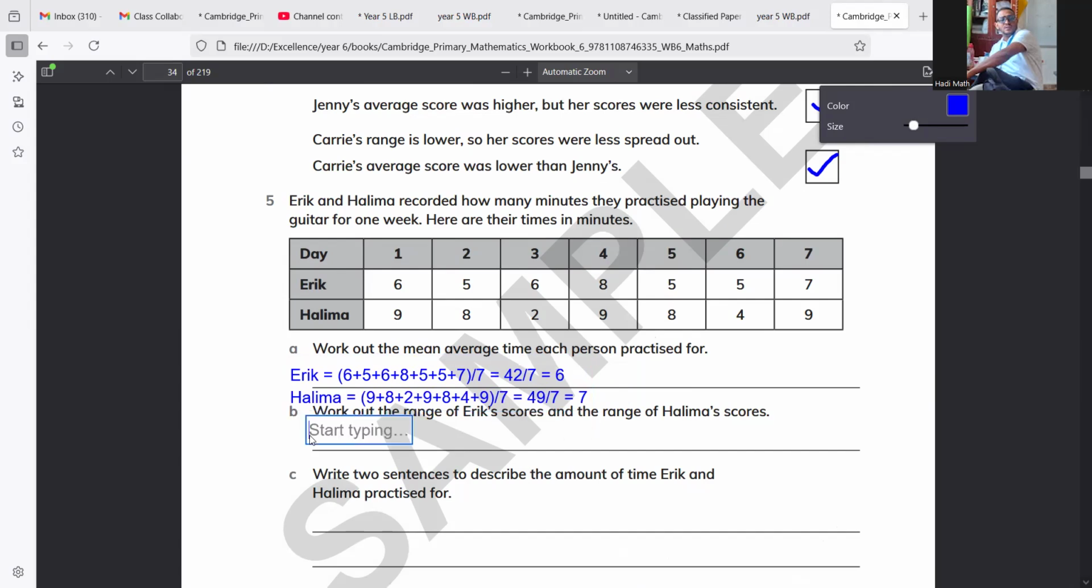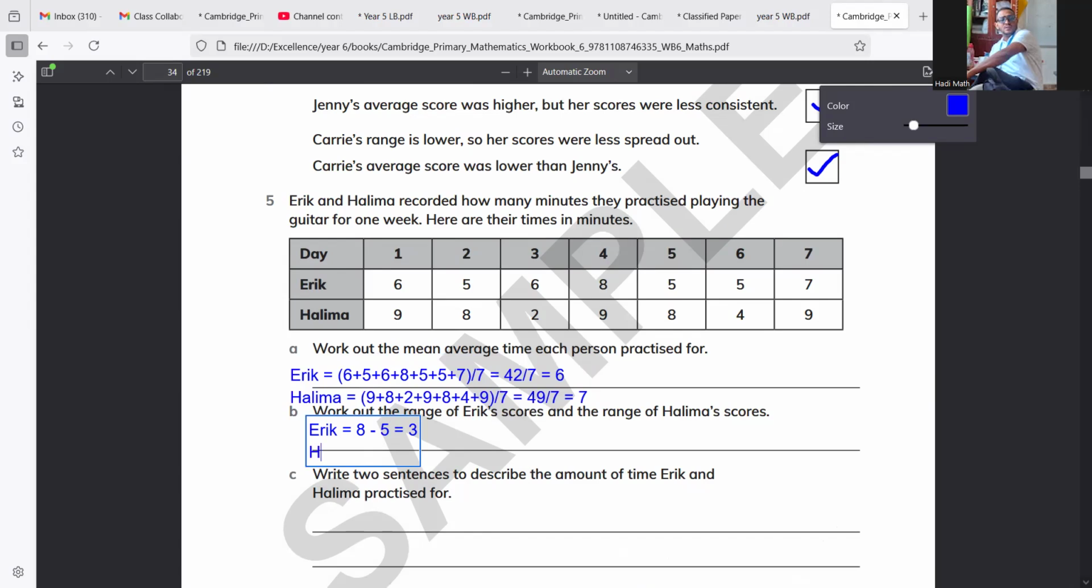They ask you to work out the range of Eric's scores and the range of Halima's scores. You do the same thing. Eric: range is highest score minus lowest score. The highest score is 8, minus Eric's lowest score, which was 5. And that is equal to 3.